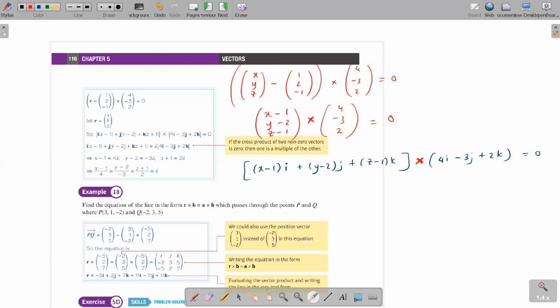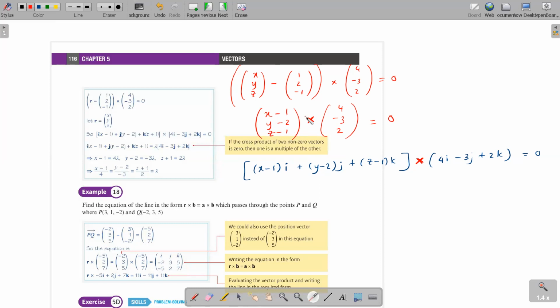So what have they done here? Can you all see what they have done here? If the cross product of two non-zero vectors is 0, then one is a multiple of the other. Can you all see what they are saying here? If the cross product of two non-zero vectors is 0, do you remember when a cross product becomes 0?